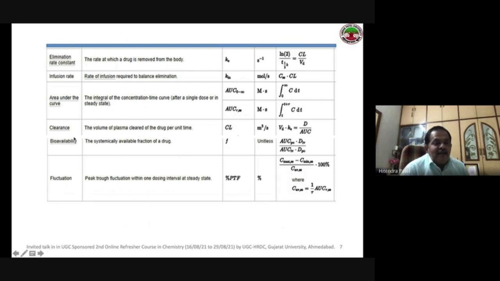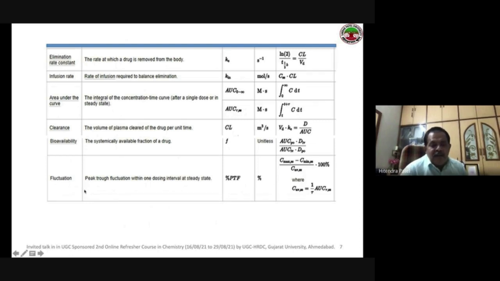And the clearance means the volume of plasma cleared of the drug per unit time, that is CL. And for the bioavailability, we have to check it after taking a drug dose. It is the systemically available fraction of a drug molecule; I'll show you with a diagram for the bioavailability also. And fluctuations mean the peak-trough fluctuations within one dosing interval at steady level. That is percentage PTF, the symbol of the fluctuation.